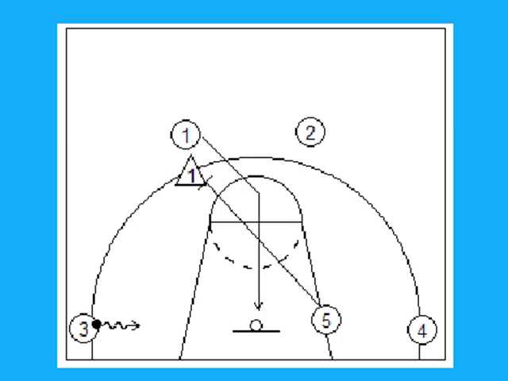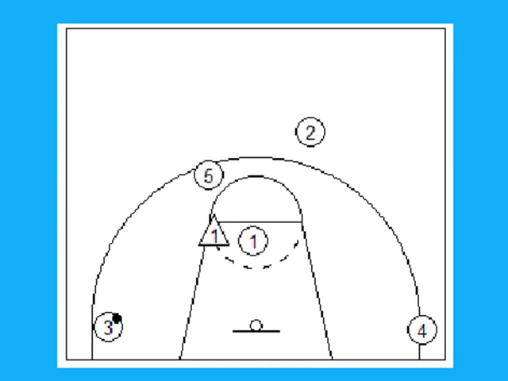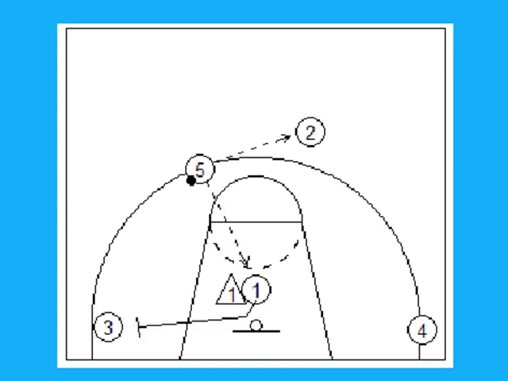In a good situation, number 5's defender may go with number 1 if number 1 has maybe scored on a couple of occasions using this play. You'll find that the defender will probably drop down into the 3-second area a bit more likely.